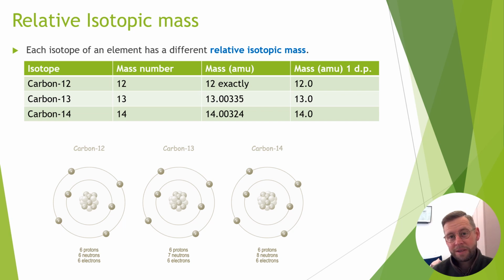And so what you can see is that the atomic mass of different isotopes isn't exactly going to land on a whole number. Not necessarily, but it's often depicted when it's given to one decimal place as a whole number. But what you need to know is that for every single isotope, there is a relative isotopic mass for that isotope, which tells you in atomic mass units exactly what the mass is.